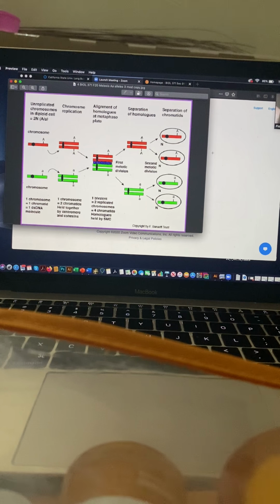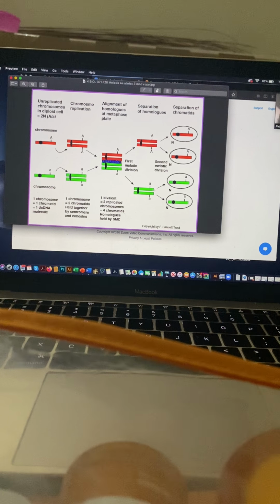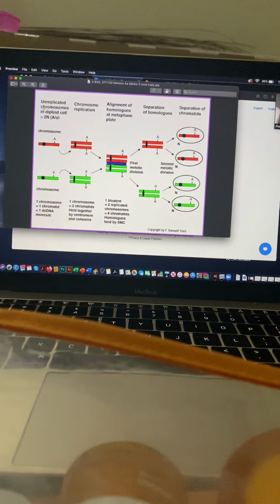At segregation of alleles. So let's say you have a cell that has two chromosomes. One chromosome has the big A allele, and the other chromosome has the little a allele. These are allelic pairs. So again, you have one chromosome, one chromatid, one double-stranded DNA molecule. Then you have replication, and you're going to have two chromatids held together by the centromere.